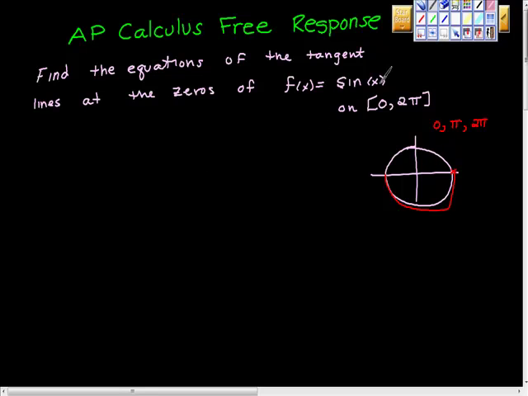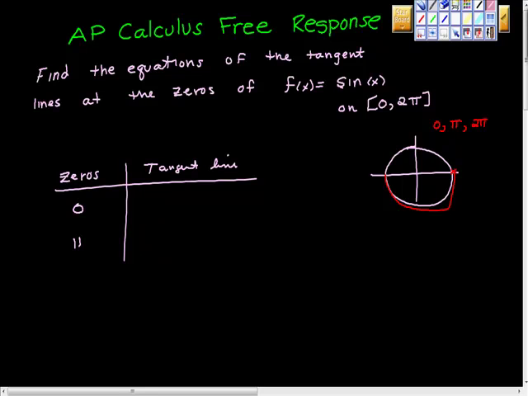So let's do it this way. Zeros, and we'll put the tangent line here. Tangent line here. So it has zeros at 0, at pi, and at 2 pi.